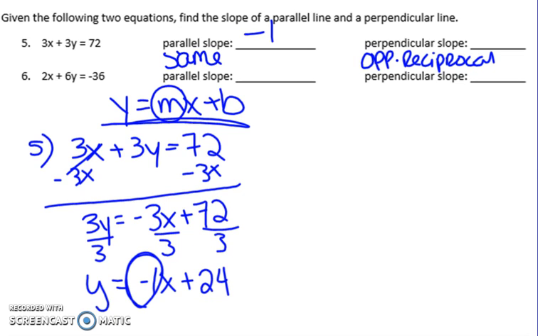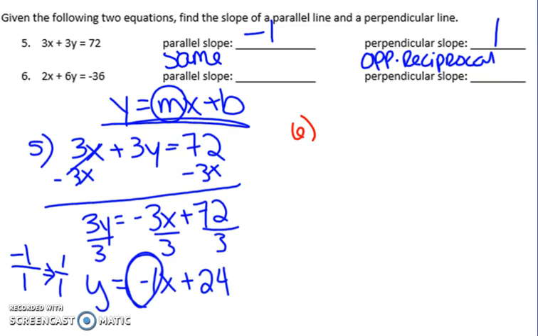Well, if I have -1, I can write it as -1 over 1. If I flip it and do the opposite, it becomes 1 over 1. 1 divided by 1 is 1. And if we multiply -1 times +1, we get -1. So we know we're correct.